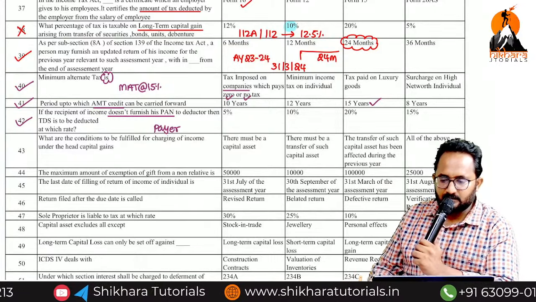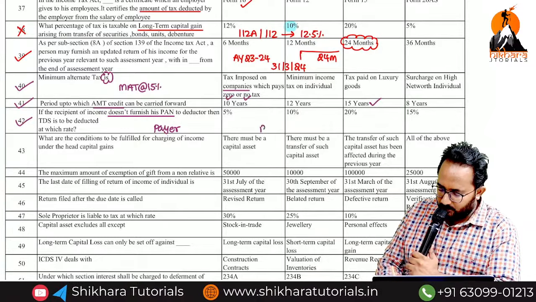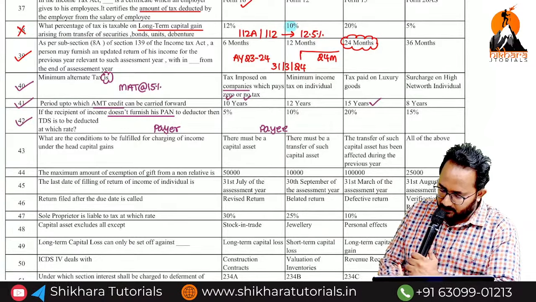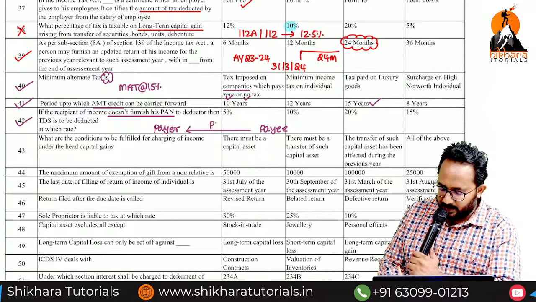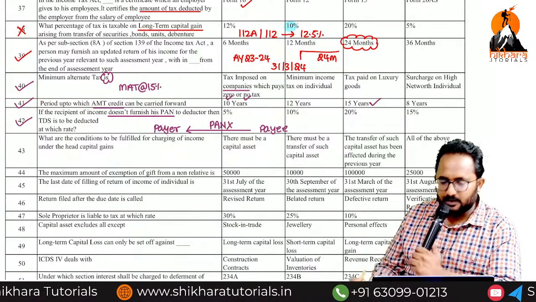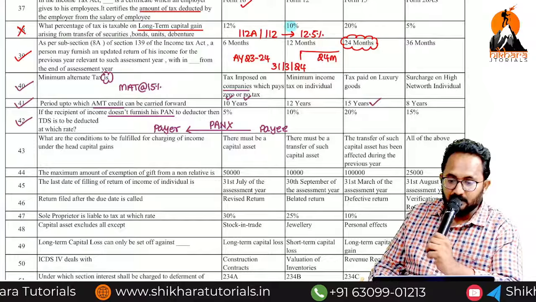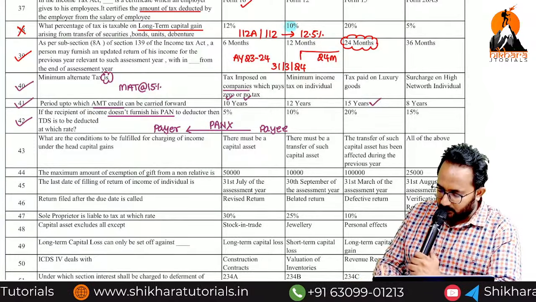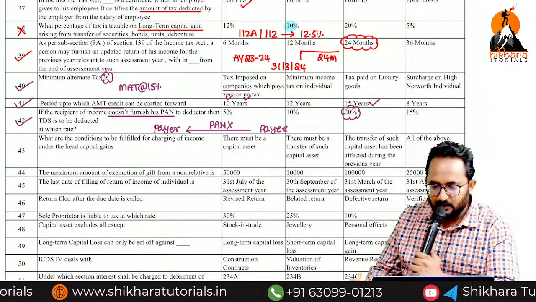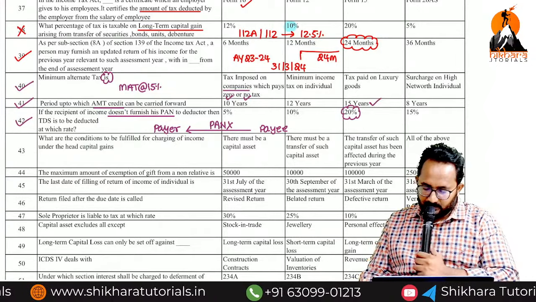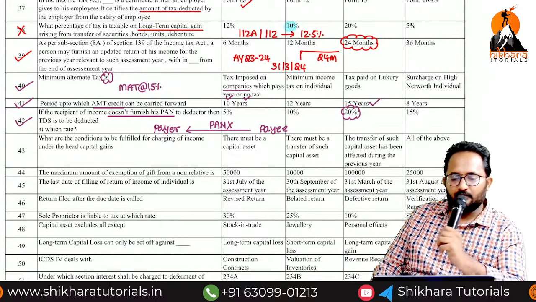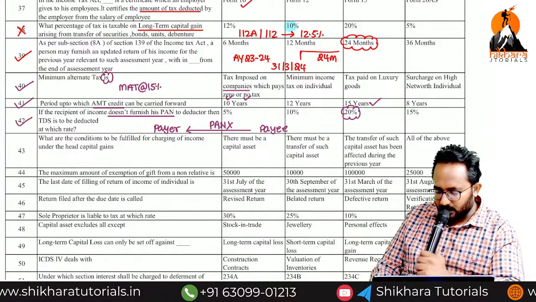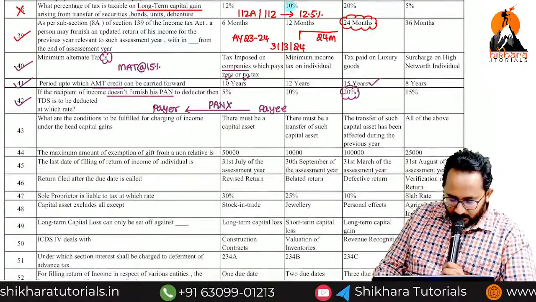Next, if the recipient of income does not furnish the PAN, suppose I want to deduct the TDS. Definitely I need the PAN number of the payee. The payee has not submitted the PAN number. Now I have to deduct the TDS at what rate? 20%. Not 15, please, what is that? Okay, you are saying the earlier MCQ. Okay, sorry. 20% we have to apply in case of TDS.